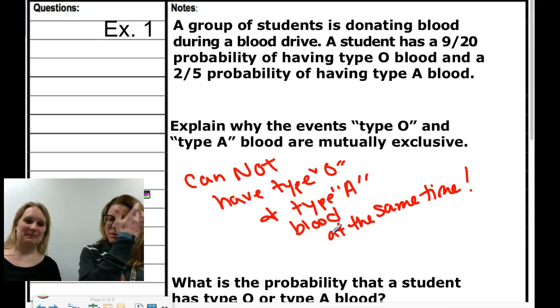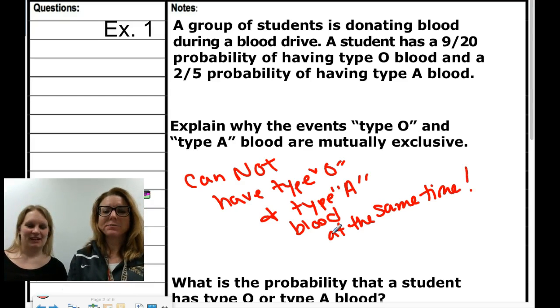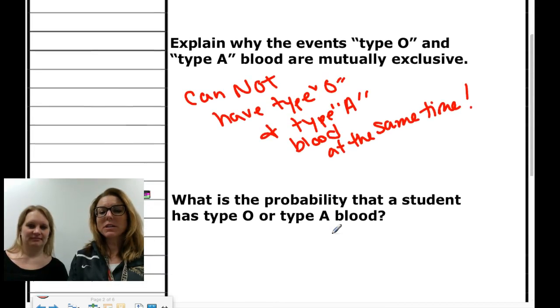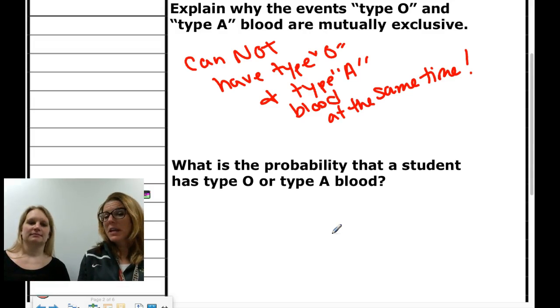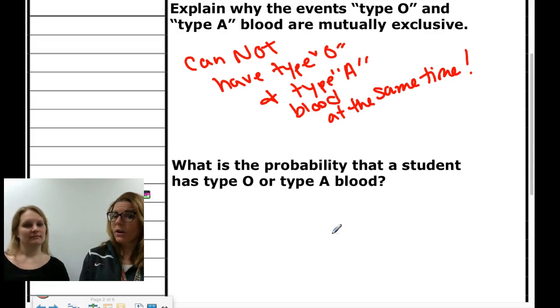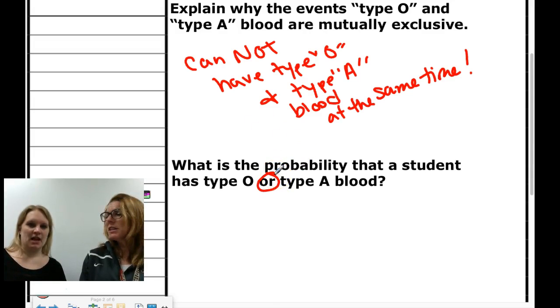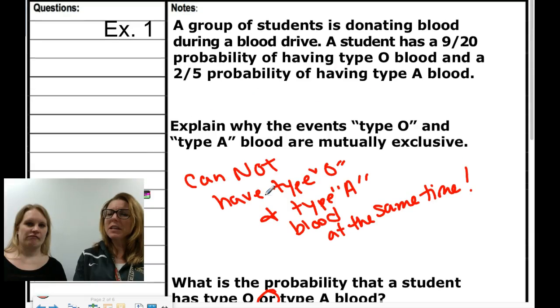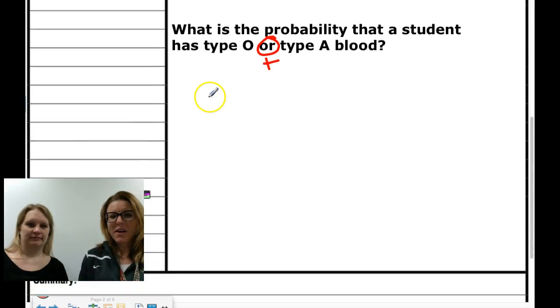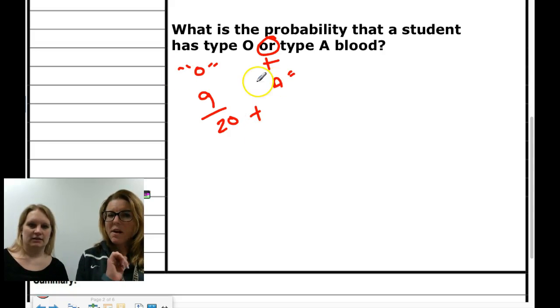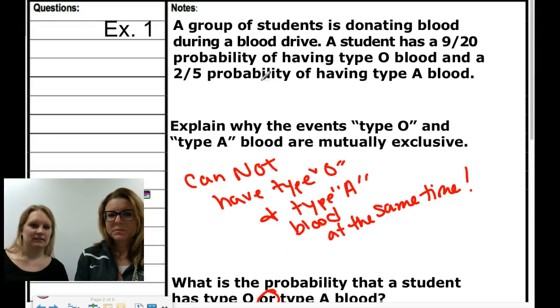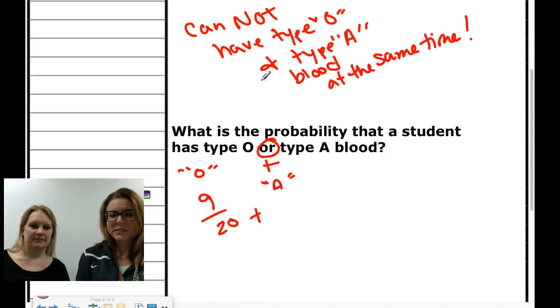All right. Nice job, Miss Boyd. Okay, write that down. If you have to rewind back to it, go for it. What is the probability that a student has type O or type A? Circle that word. Or means plus. So what's the probability someone has type O blood? 9/20. So let's write that. Plus our A, which I think was 2/5. Let's check. Yeah, 2/5. Great. Voila.